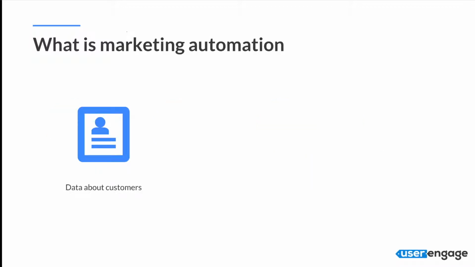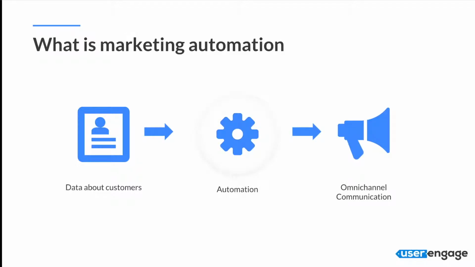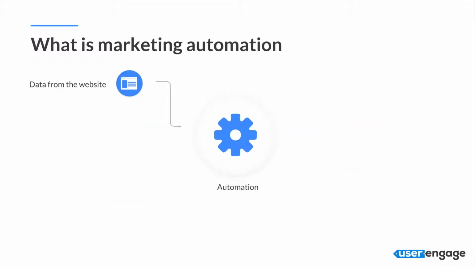The easiest way to put it is that marketing automation is a tool that gathers information about your customers or potential customers and helps you automate messaging in different channels. So this is a very simplified explanation, because each of those three components is actually made of smaller aspects and different elements.